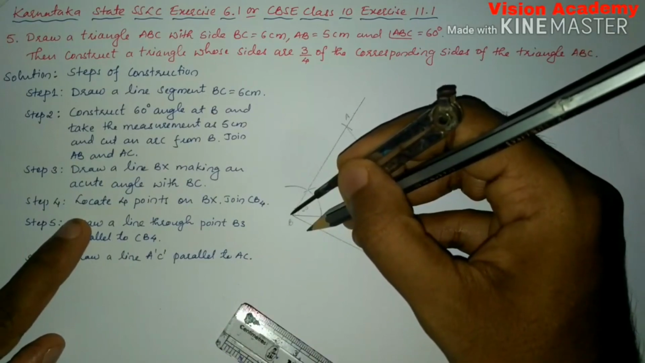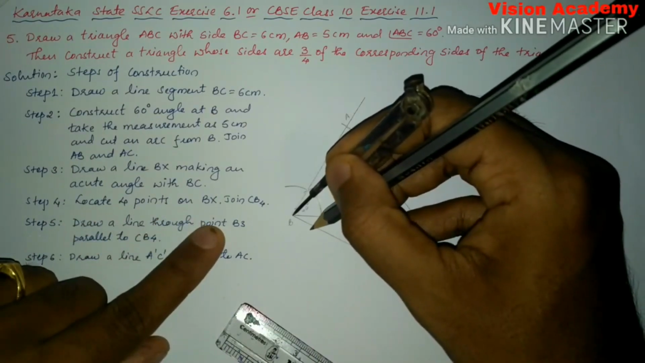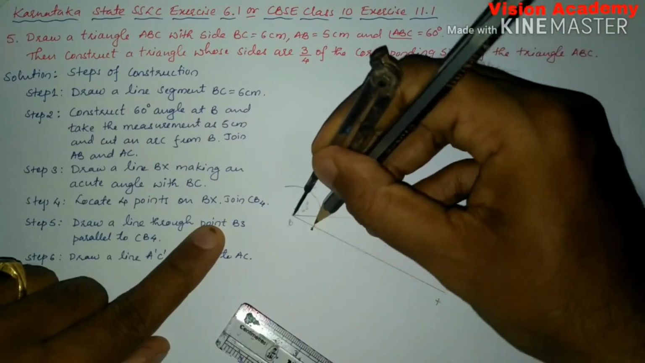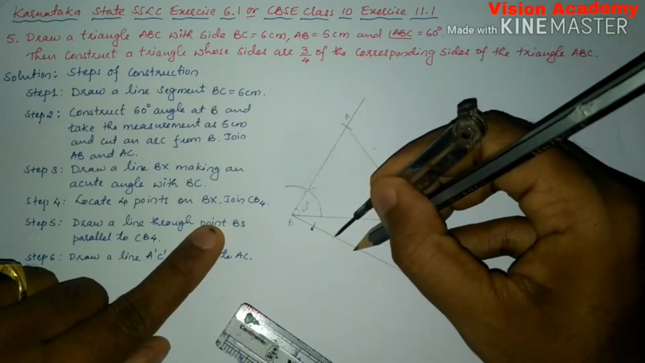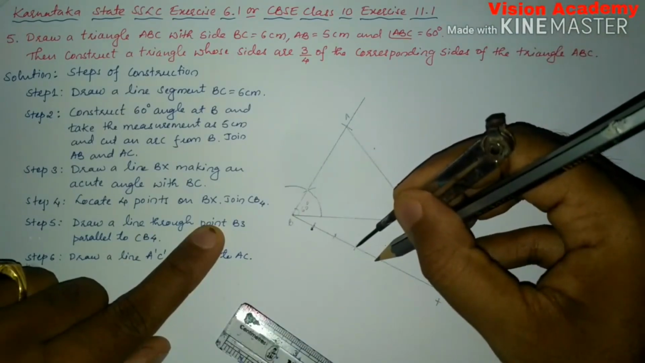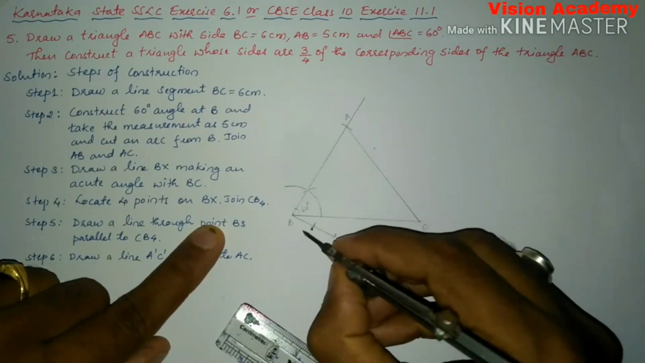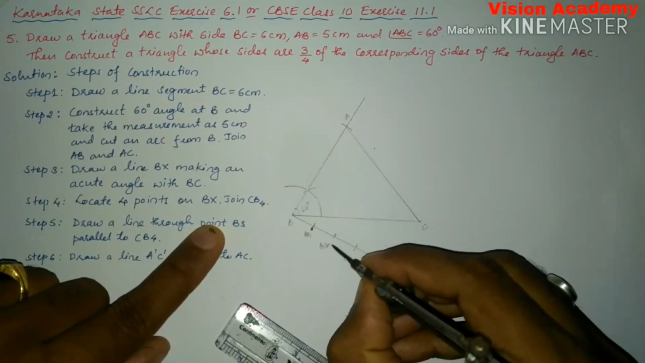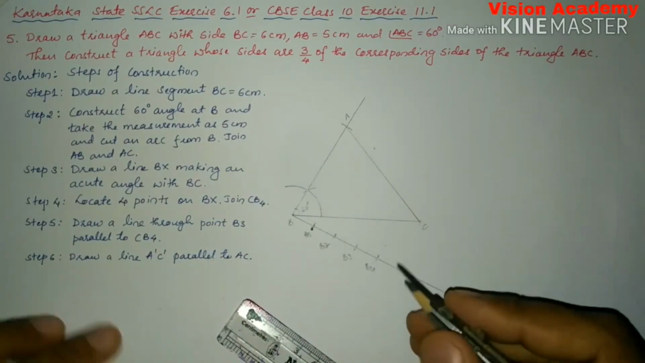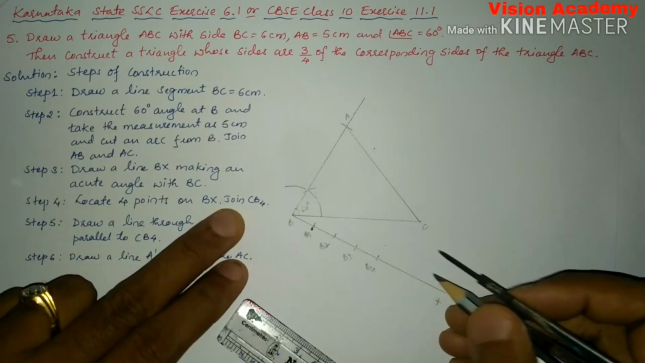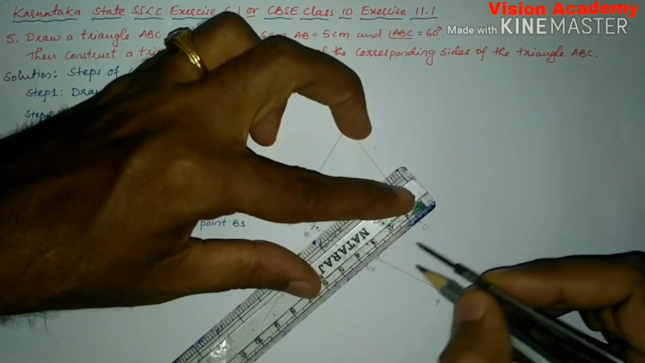So here step number 4 says that locate 4 points on BX. Let us start from B. 1, 2, 3 and 4. So let us name it as B1, B2, B3 and B4. Now join CB4. So let me join this CB4.